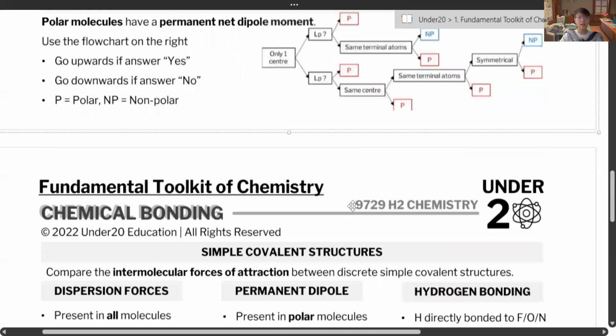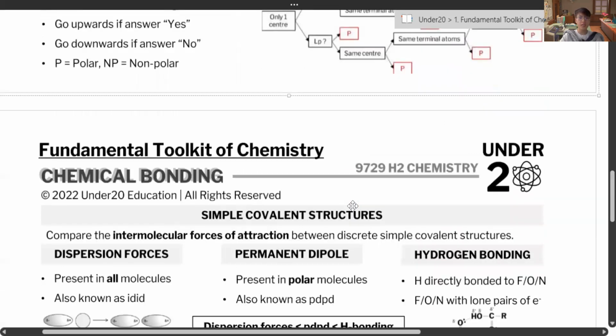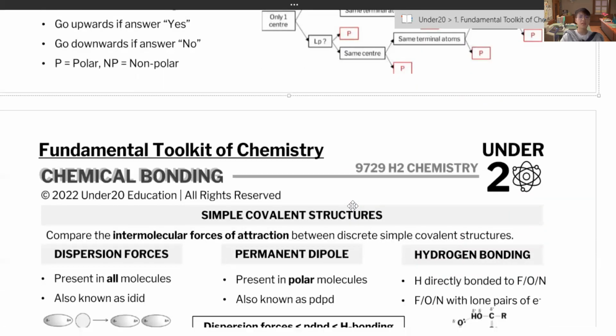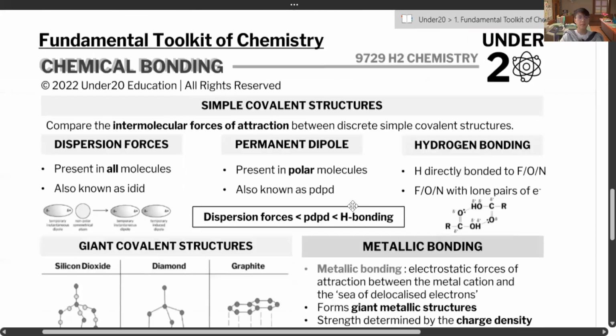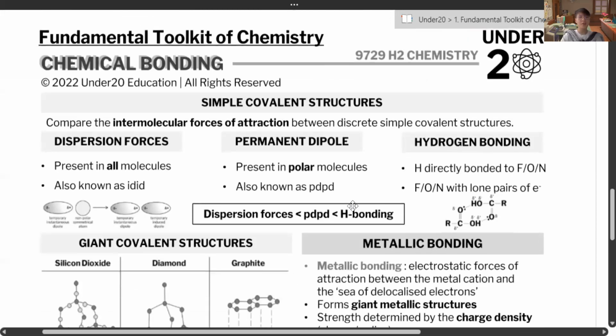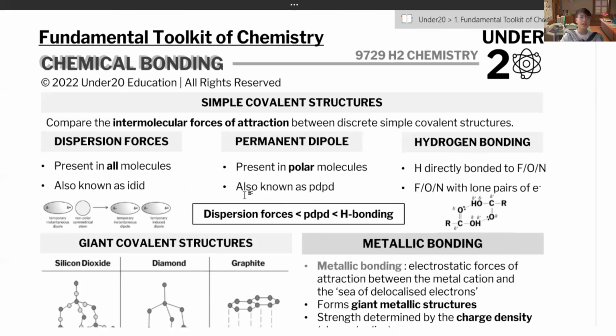Okay, this summary sheet is quite long because I included a lot of graphics, right? So this is the only one that is 2 pages. Okay, next we look at the types of structures that come with covalent bonds. There are simple covalent structures, which are things like your nitrogen molecules or water molecules, right?